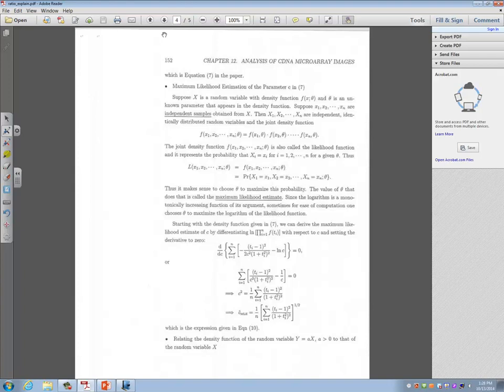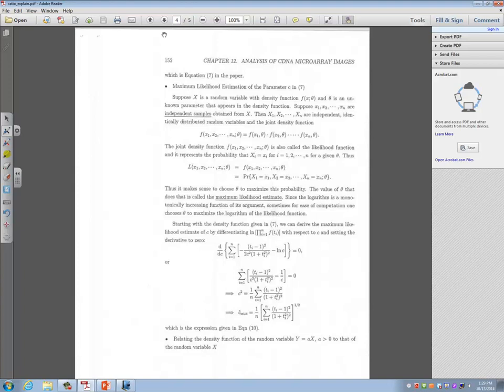So it makes sense to choose theta to maximize this probability. The value of theta that does that is called the maximum likelihood estimate. And again, many times you can just take the log because the function stays the same. Since the log is a monotonically increasing function, sometimes for ease of computation, one chooses theta to maximize the log of the likelihood function, right? And that's what is typically done.